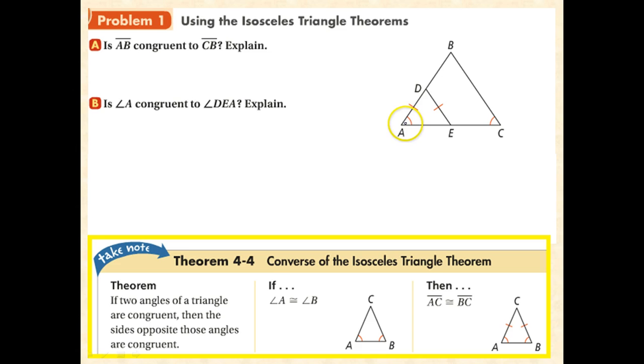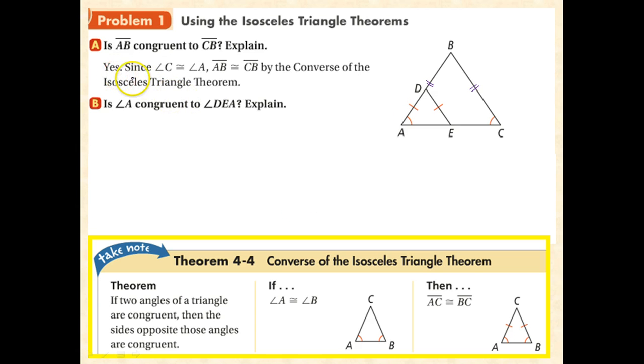So what's the side opposite angle A? That's segment BC. And the side opposite angle C is segment AB. So those are congruent. So we say yes. Since angle C is congruent to angle A, then by the converse of the isosceles triangle theorem, segment AB is congruent to segment CB.